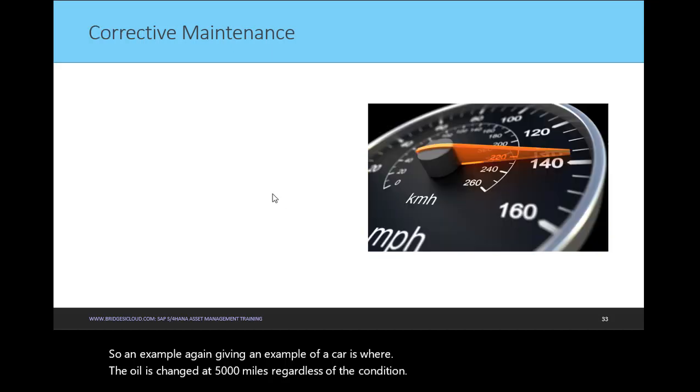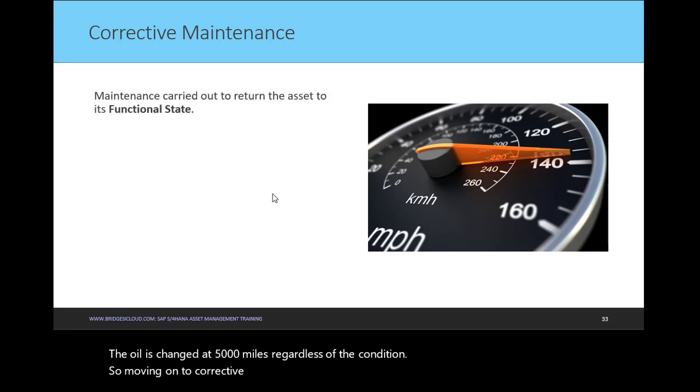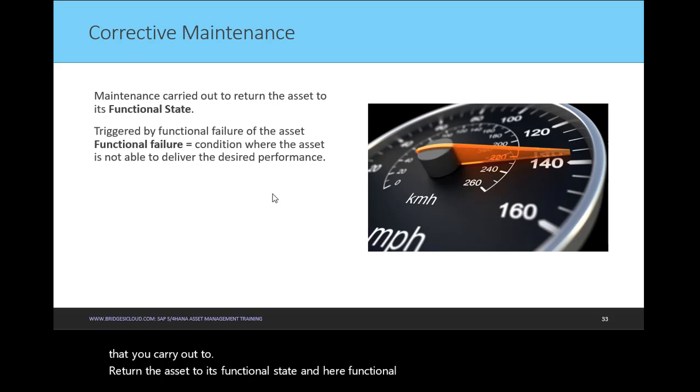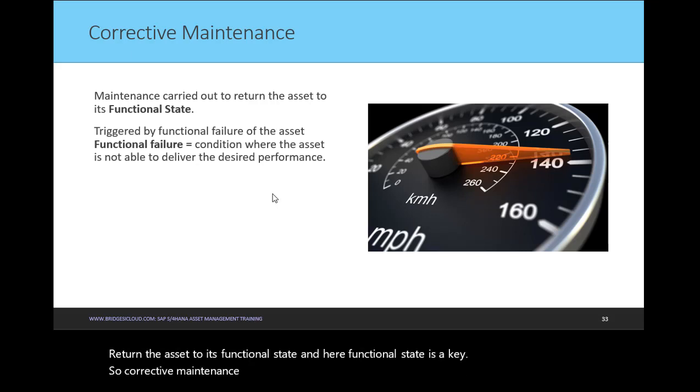So moving on to corrective maintenance. We define corrective maintenance as maintenance that you carry out to return the asset to its functional state. And here, functional state is key. So corrective maintenance is triggered by functional failure of the asset. And if I spend a few seconds defining what is functional failure, this is a condition where the asset is not able to deliver the desired performance.